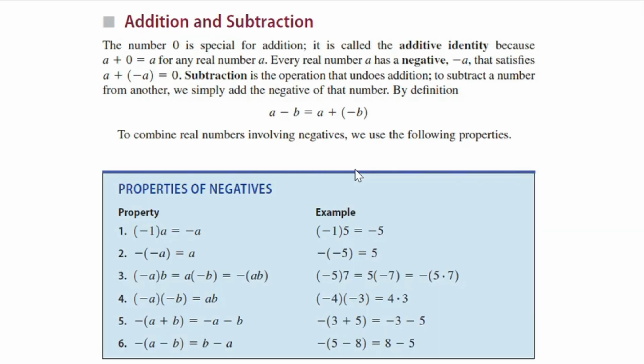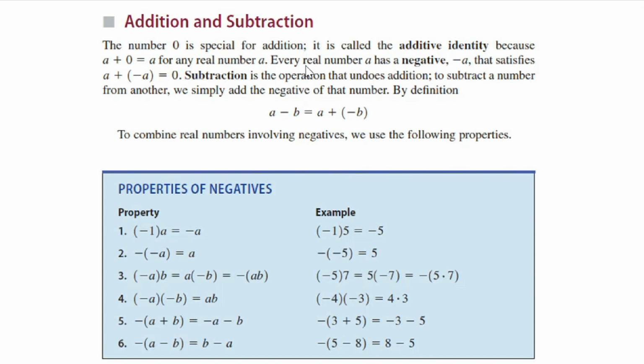For addition and subtraction, the number 0 is special for addition. It is called the additive identity because a plus 0 is just equal to a. Meaning to say, a number added by 0, the sum will give you the original number. Okay, if a here is my original number added by 0, then the result or the sum is still the original number, which is now a in my example, for any real number a.